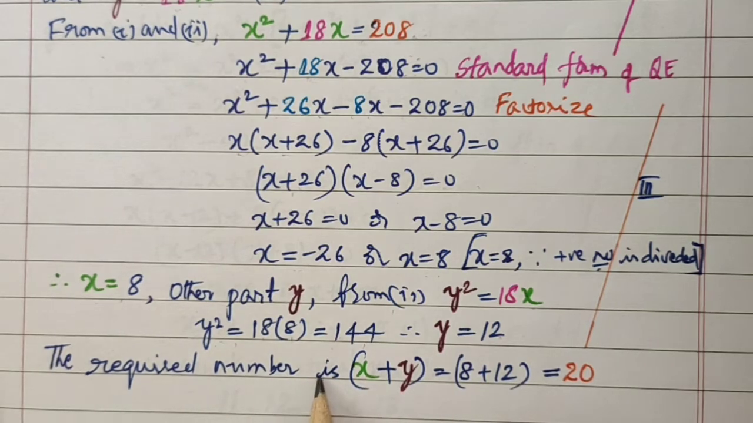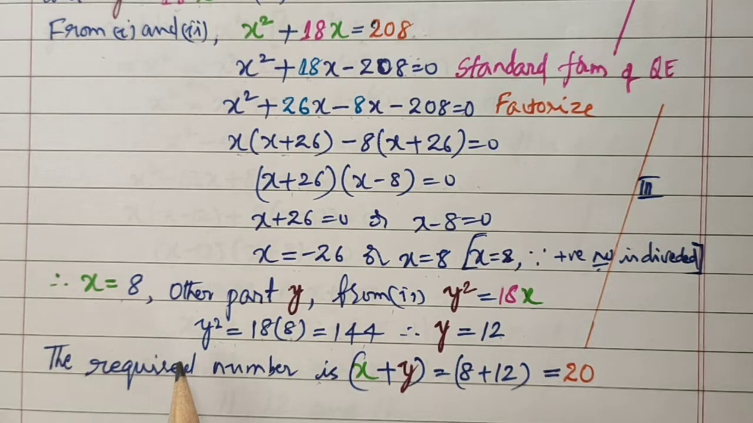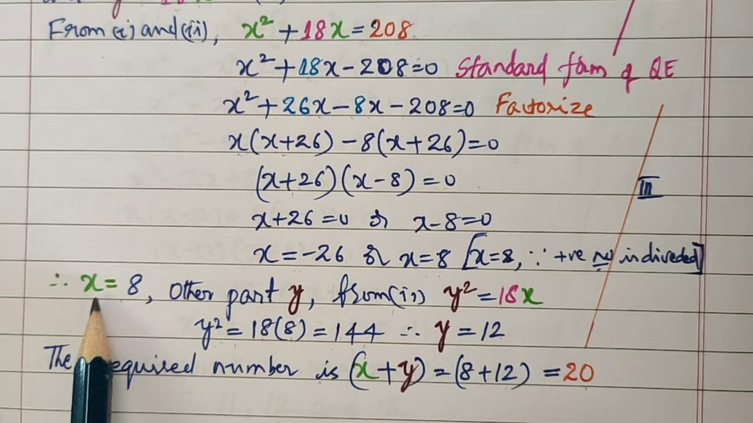The required number, we need to add. We cannot keep x and y separately because they are asking us to find the number. The number is x plus y, that is equal to 8 plus 12 is equal to 20. So before concluding, you should be very careful. You already found x and y. You should not forget to add these two to find the number.